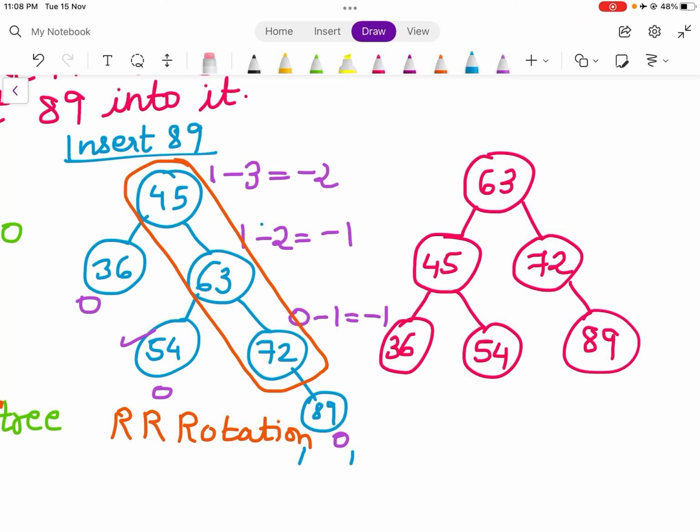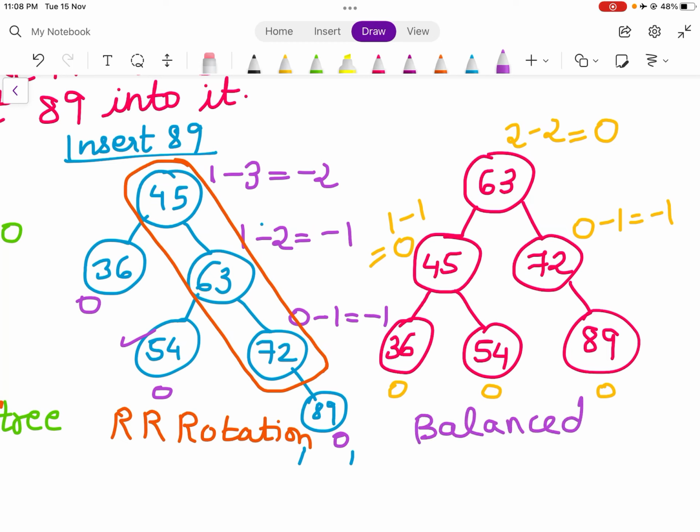So now again I will check the balance factor. For leaf nodes it is 0, 0, 0. For this it is 1 minus 1, that is 0. For the root it is 2 minus 2, that is again 0. For 72 it is 0 minus 1, that is minus 1. So the balance factor is in the range of 0, 1 and minus 1. So we say that it is a balanced AVL tree.